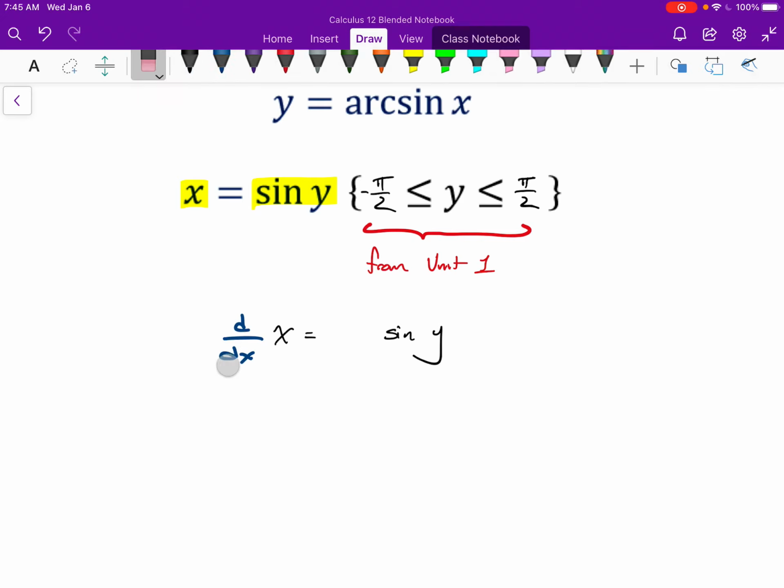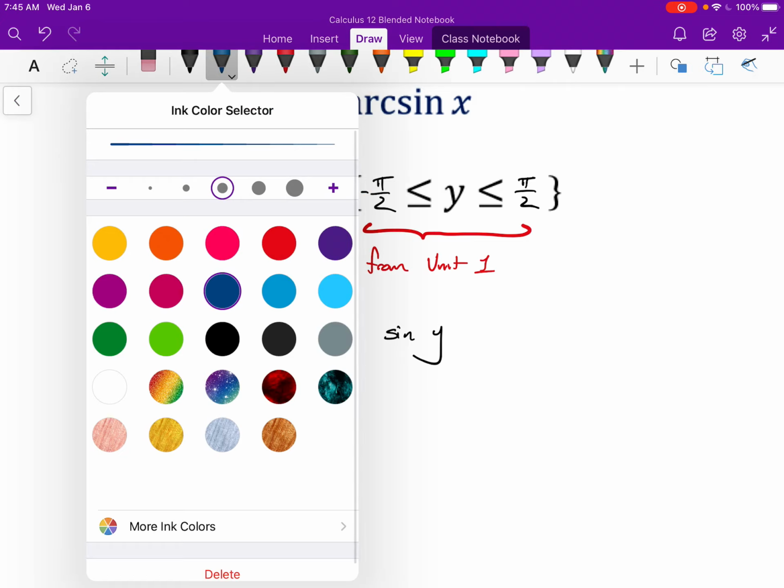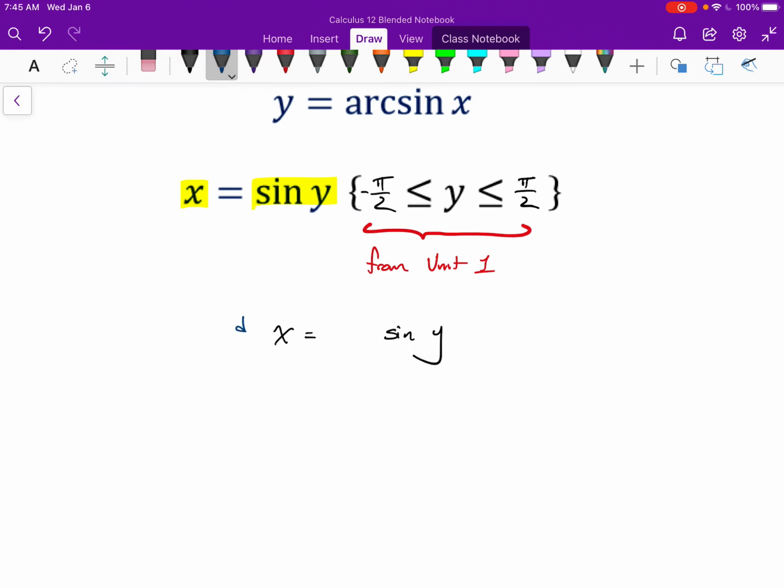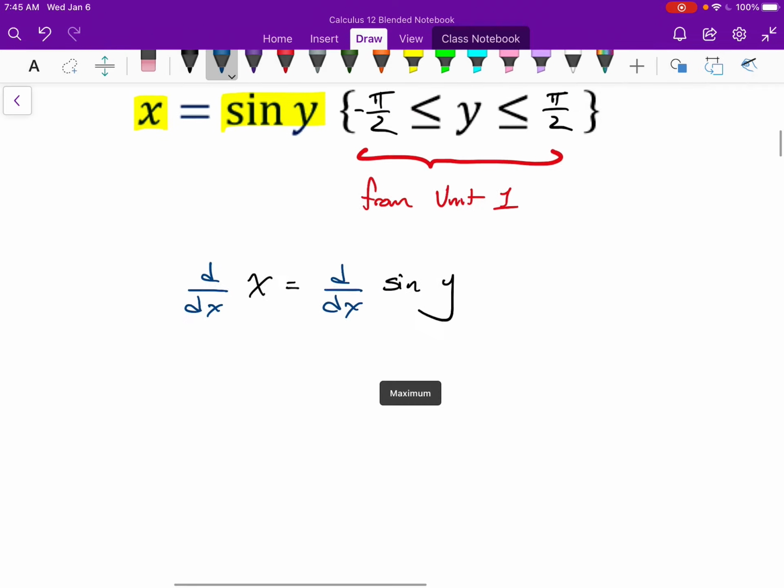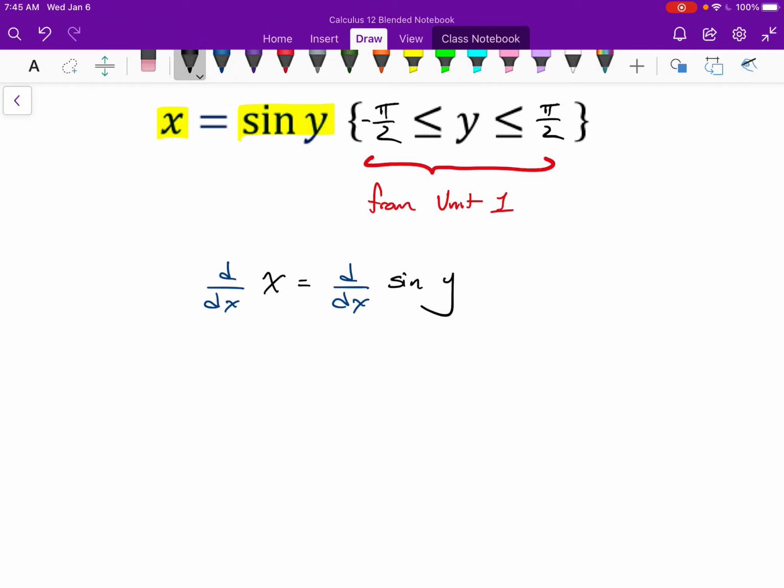Now, on the left-hand side, the derivative of x with respect to x is 1. On the other side, the derivative of sine y with respect to x, knowing that y is a function of x, I have to use the chain rule. For this, the derivative of the outside function will be cosine of y, and all of that times the derivative of y, which is y prime.